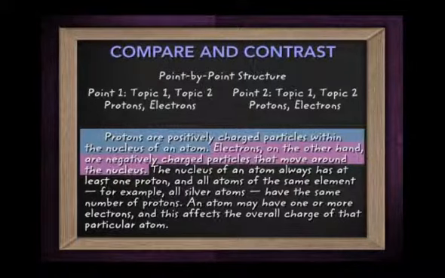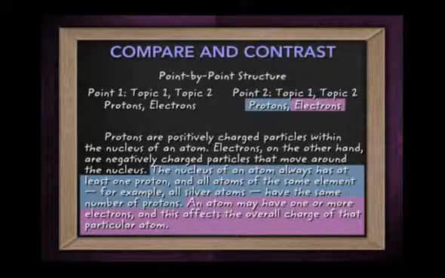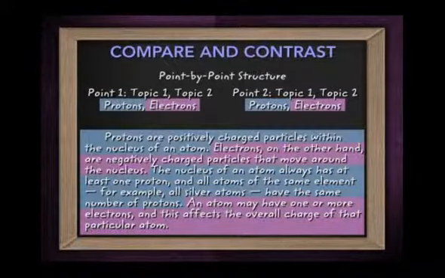Well, now I've gone back to protons. An atom may have one or more electrons, and this affects the overall charge of that particular atom. So I've got proton, electron, proton, electron. That tells you that it's point by point. Which version do you like better? Well, that's a matter of personal choice.